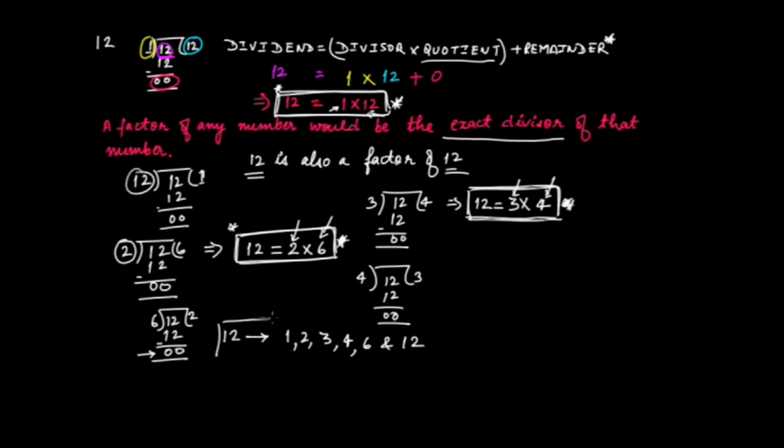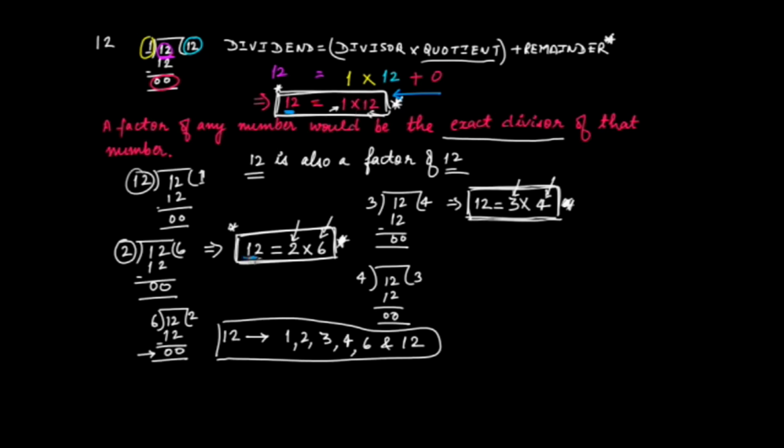So the factors of 12 would be these numbers, right? Now say this, 12 is equal to 1 multiplied by 12. Now this number 12 is a multiple of 1 and 12.